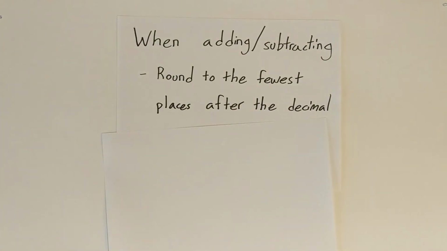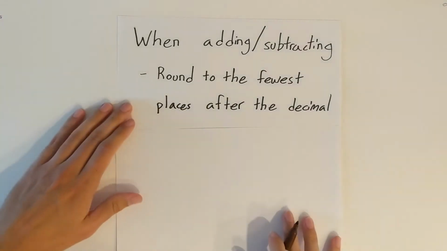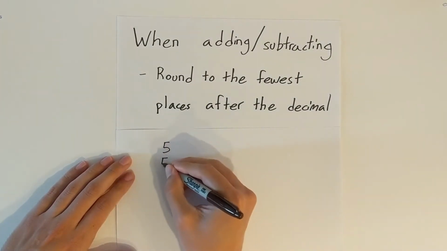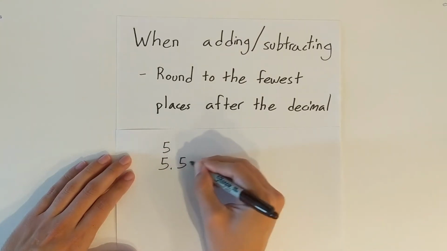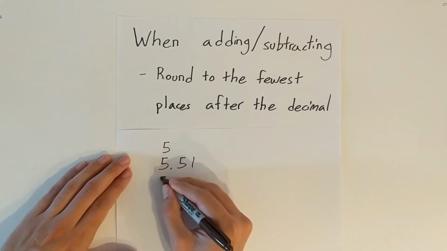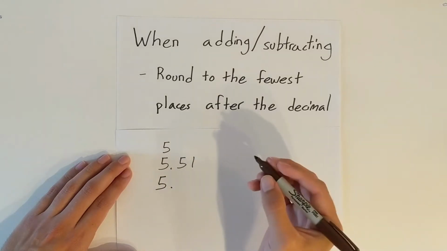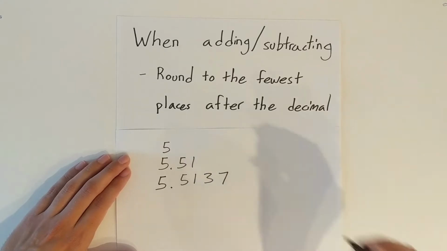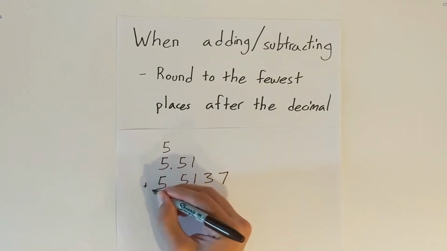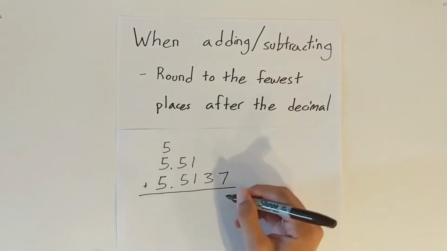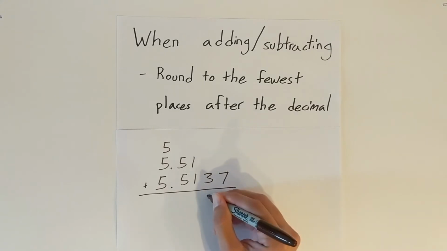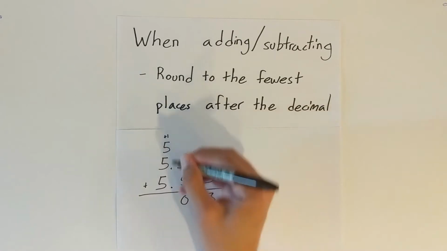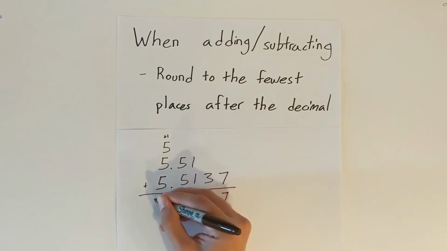So if I was adding, let's say I had 5 and I was adding it to 5.51, and I was adding that to 5.5137, I would just add them straight down. Carry the 1, and that would be 16.